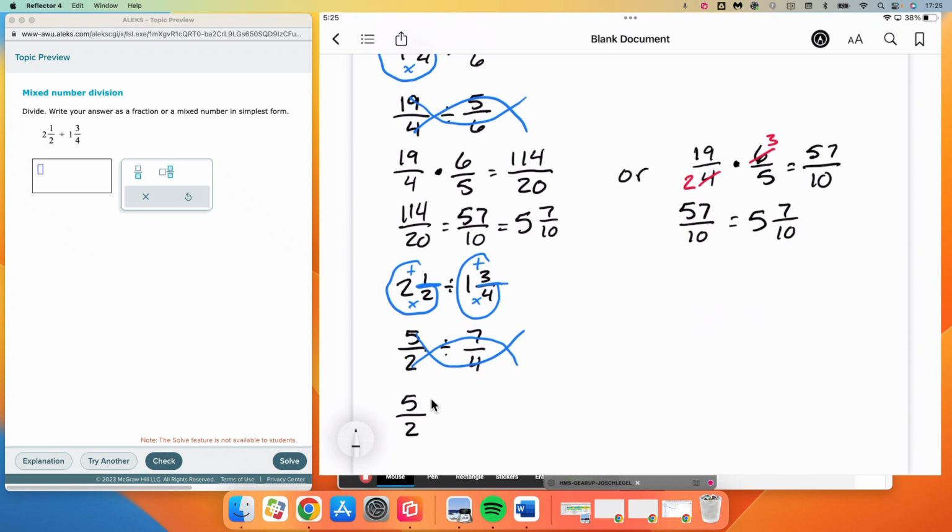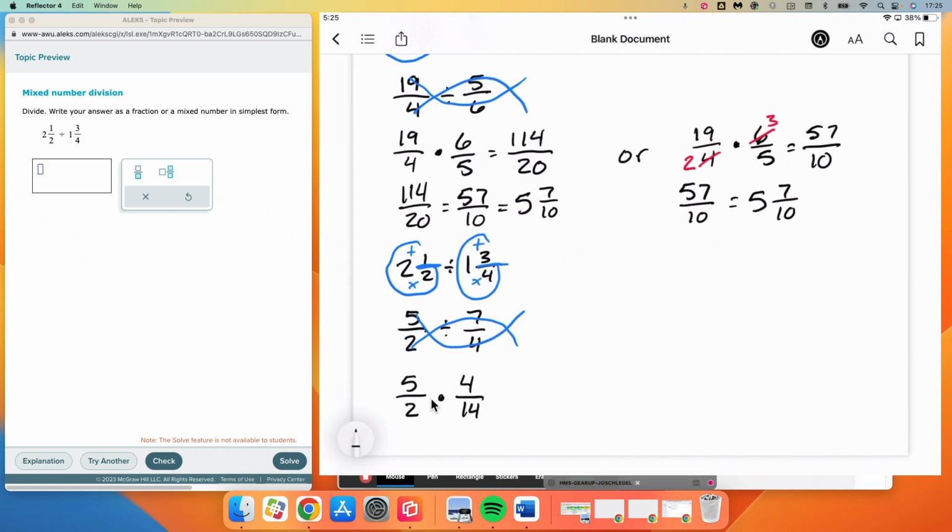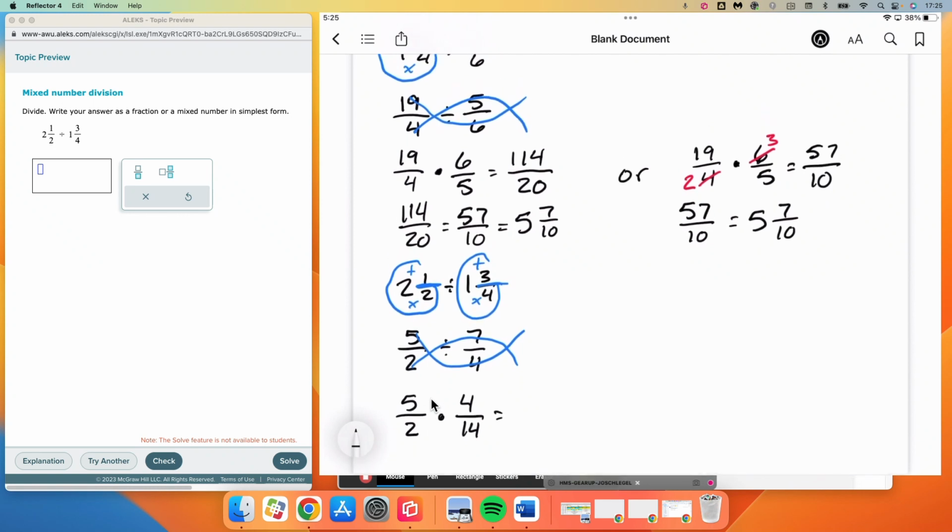So 5 over 2 times 4 over 14. Now there would be some cross canceling that could be done. So 5 times 4 is going to be 20. 2 times 14 is going to be... My goodness, I keep making mistakes when I write this darn thing. Okay, one more time. Schlegel must be getting tired. So, Schlegel, pay attention. Flip that darn thing over, 4 over 7. There we go. 5 times 4 is 20. 2 times 7 is 14.